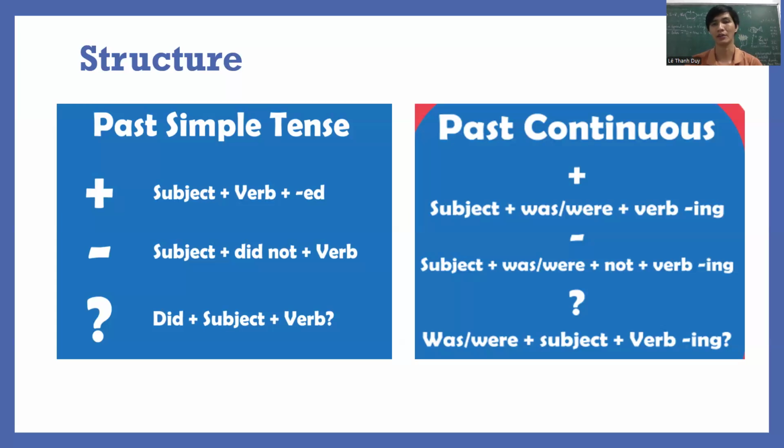And in the past continuous tense, we have was or were plus subject plus gerund. And to answer, we have yes, subject plus was or were, or no, subject plus wasn't or weren't.